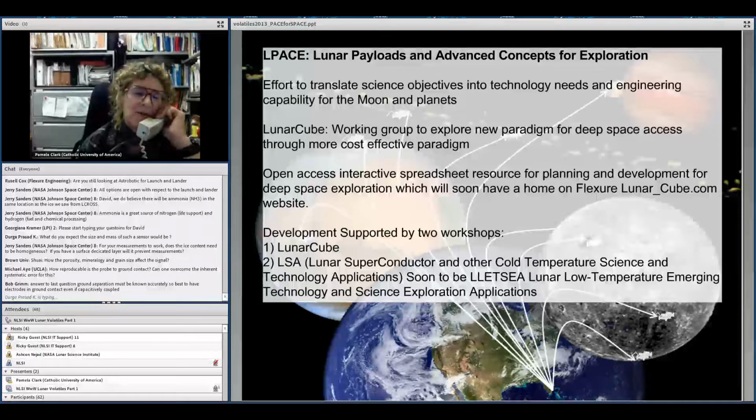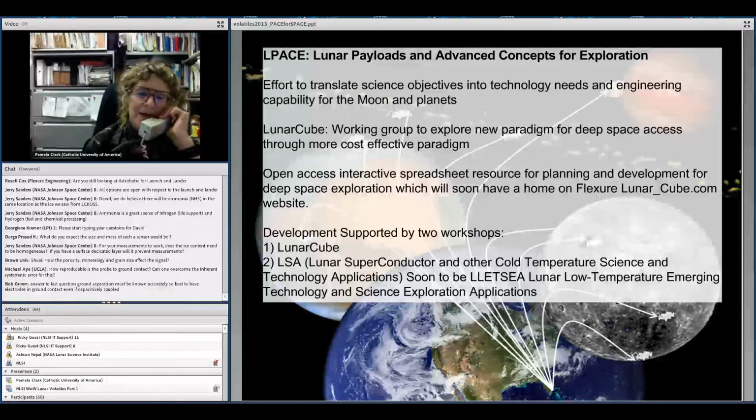And this is some of this work. The most recent work has gone on in support of 2 workshops sponsored by Flexure, which is the Lunar Cube workshop, which is now being held on an annual basis to look at CubeSats for deep space exploration for targets which include the moon being seen as kind of a gateway, just as St. Louis has been the gateway to the development of the American West.